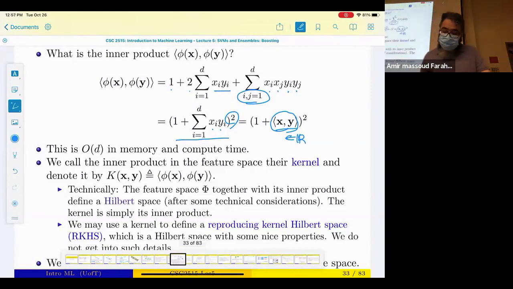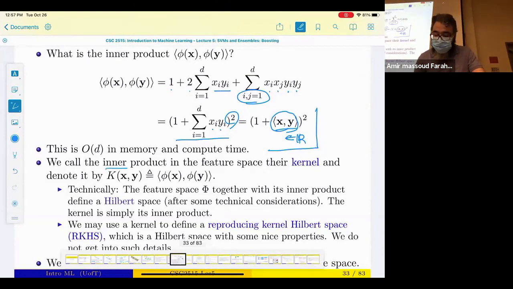So we call this the inner product. Okay, so that's great. It basically shows that for this particular feature, we can do the computation much faster without actually explicitly computing phi of x and phi of y. So in this computation, I don't need to compute phi of x and phi of y. I just need to do some computation in input space.